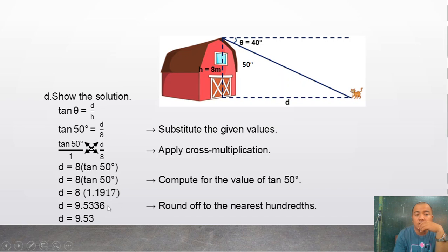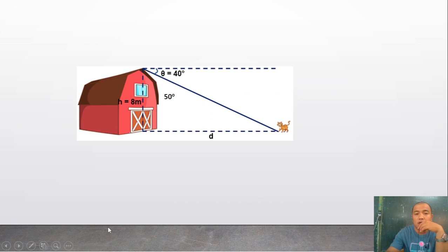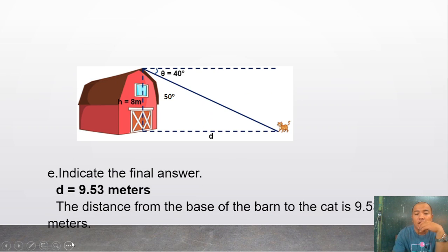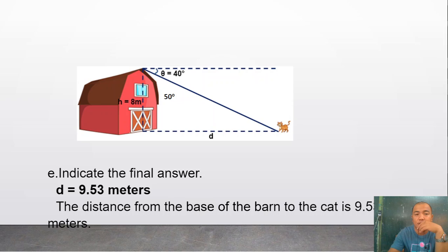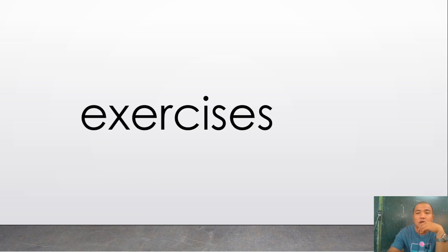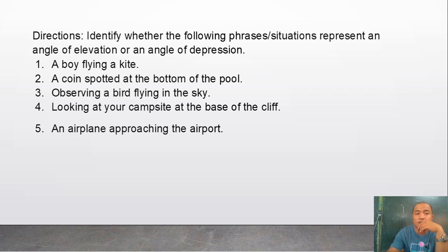8 times tangent 50 is 9.53. That is the distance from the base of the barn to the cut, 9.53. You get it? I hope so. Let us now proceed to our exercises.